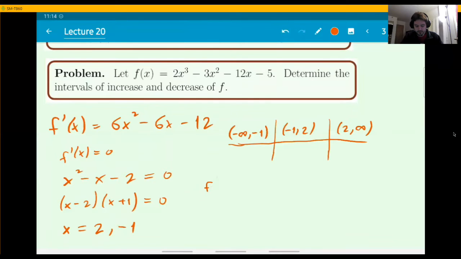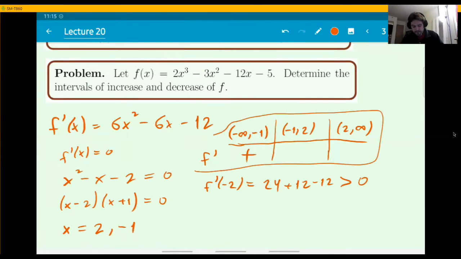F prime of -2 is, look back into the formula for F prime. So you have 6 times 4 minus 6 times -2 and -12. So it's positive. This is 24, but what we care about is that it's positive. So you can draw a plus sign here for F prime. I'm drawing F prime in this table.